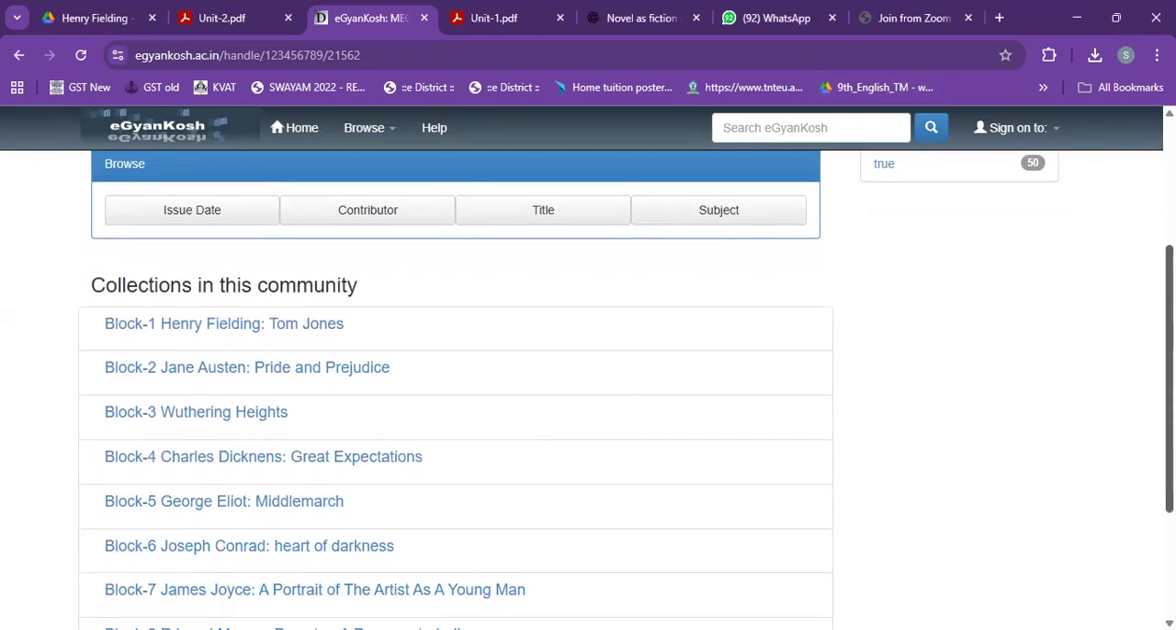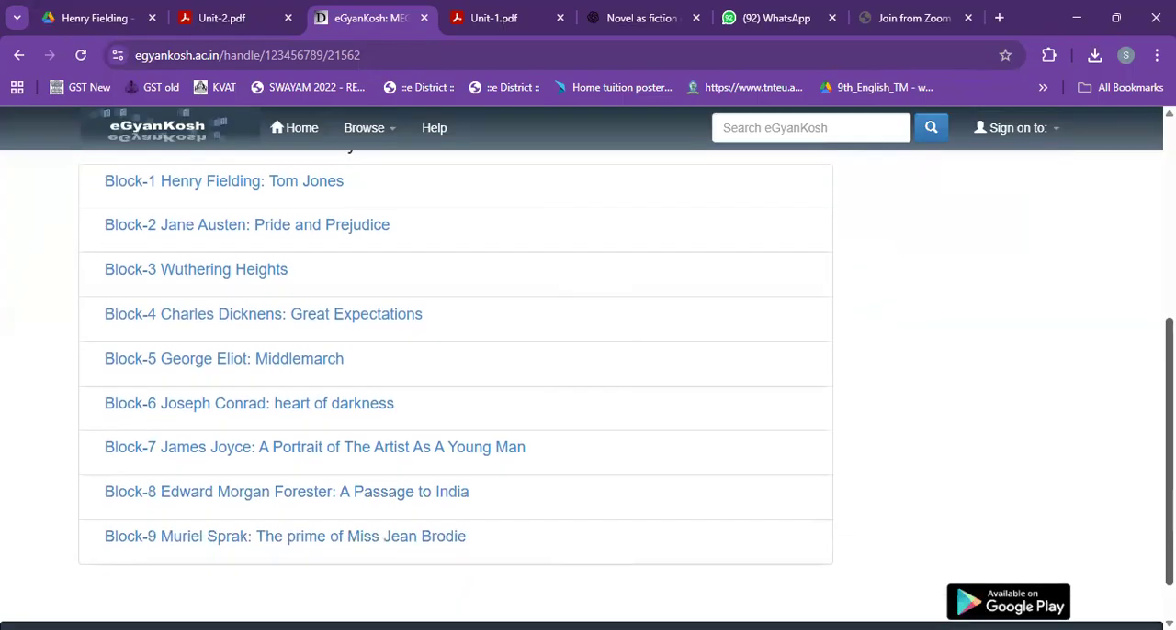blocks to study. Block number one is Henry Fielding, Tom Jones. The work is called Tom Jones and the writer is called Henry Fielding. And the second block will be Pride and Prejudice by Jane Austen. Then you have Wuthering Heights. Then you have Great Expectations by Charles Dickens. And you have Middlemarch by George Eliot.